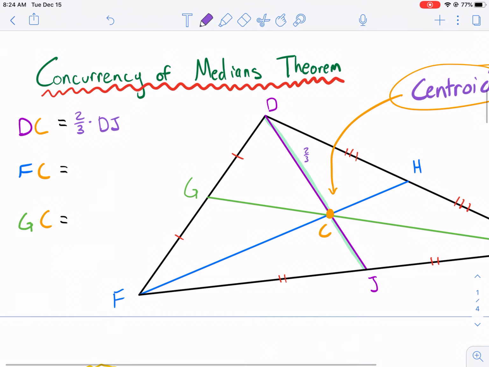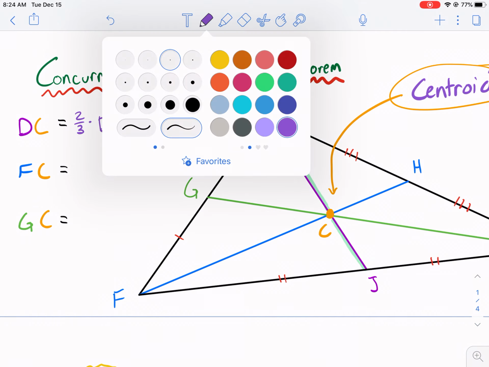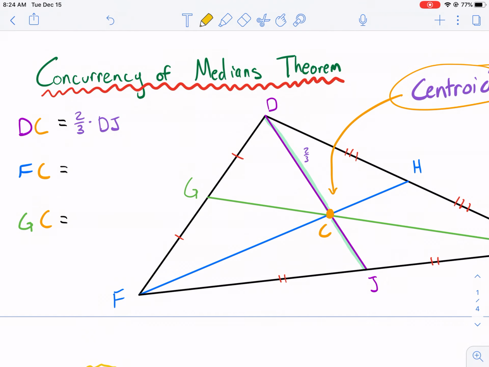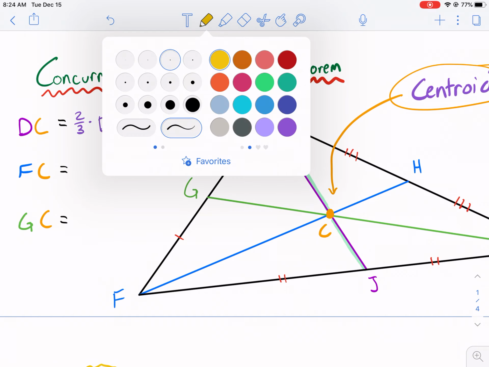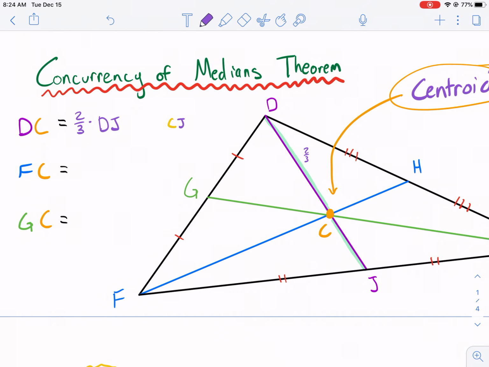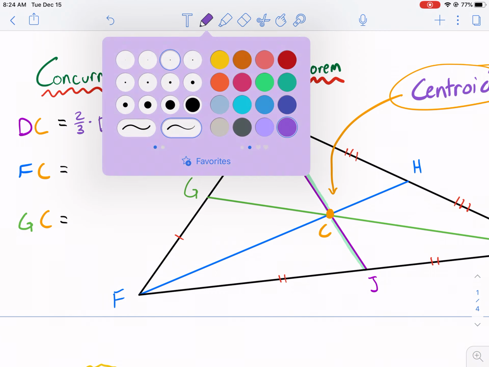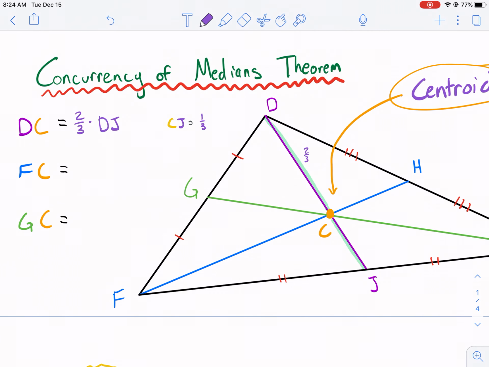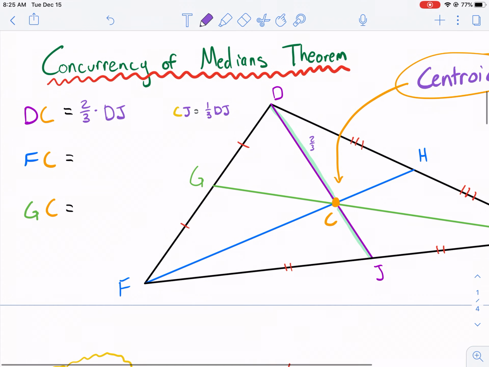I don't have this written here. Maybe I should add it. Okay, let me add it real quick. I know it's different colors, but you don't mind. So CJ is going to be equal to 1/3 of DJ, okay? By the same token, if one part is 2/3, the other part has got to be 1/3, okay? Now, FC, what's FC?